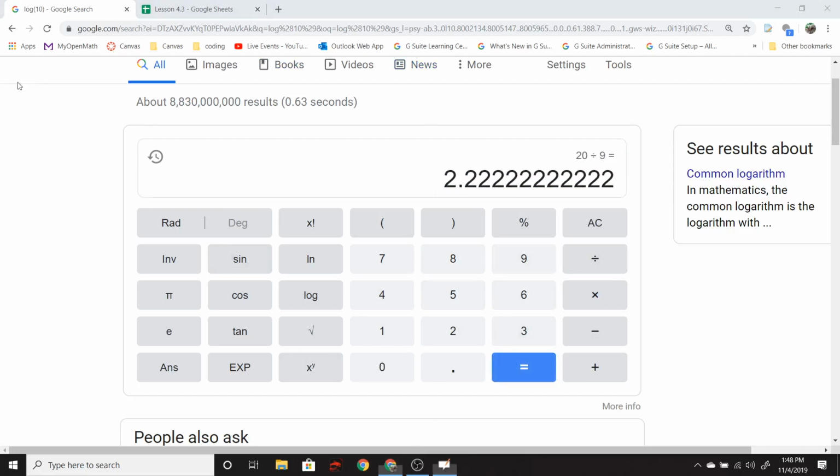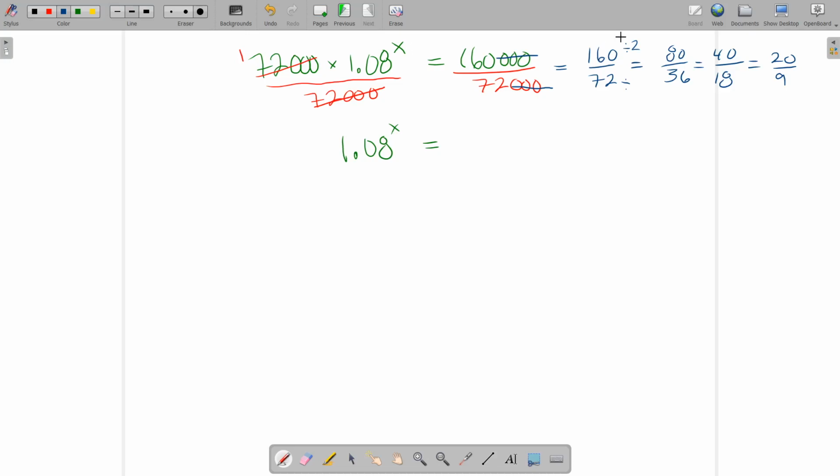Nice. All right, so I'm going to go with that simple form. Otherwise, you could just leave it as 160,000 over 72,000. It's going to work out the same way. Or you could hold on to a whole bunch of those decimals. You'll get pretty close to the right answer. I'm going to go with my reduced 20 over 9.